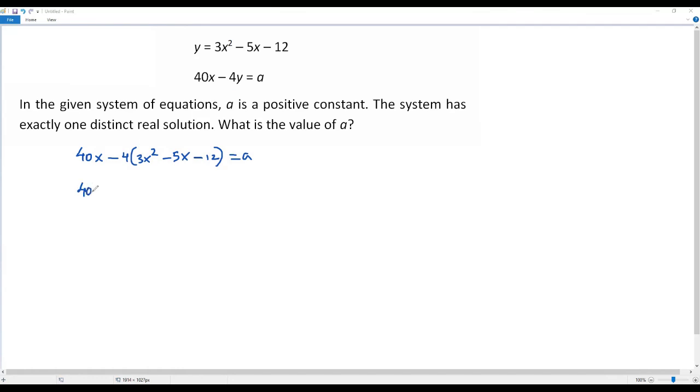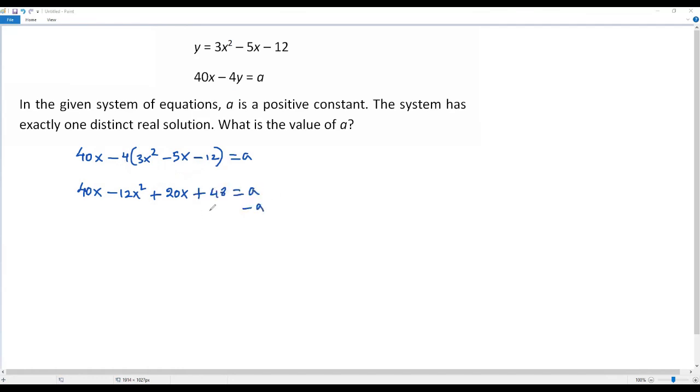Okay, now let's do some simplification on the left side. Let me distribute this negative 4 to all the terms inside the parentheses. Negative 4 times 3x squared is negative 12x squared. Negative times negative is positive, 4 times 5x is 20x. Negative times negative is positive, 4 times 12 is 48, equals a.